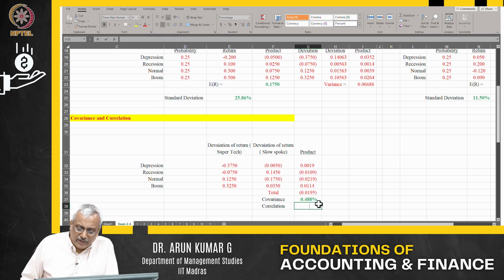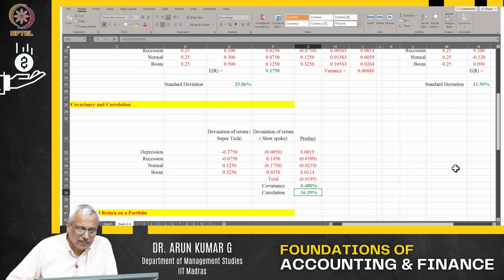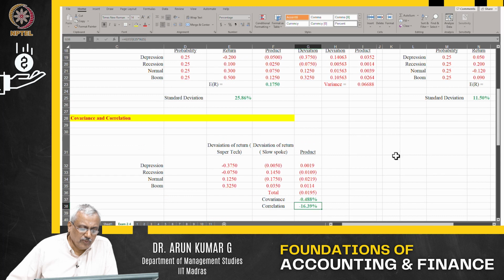Correlation is my covariance divided by the product of the standard deviations, and that is going to give me my correlation. Correlation is 16.39% out there, the correlation between these stocks. These two stocks have an expected correlation of 16.239%, and a covariance of about 4.8.